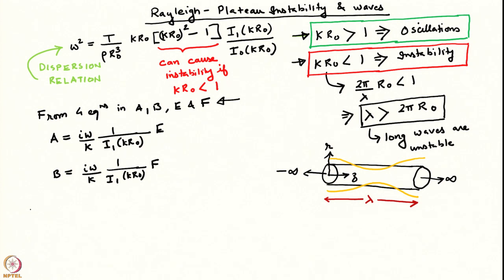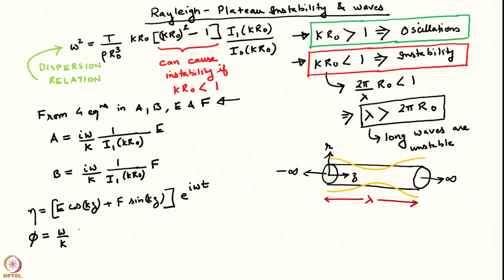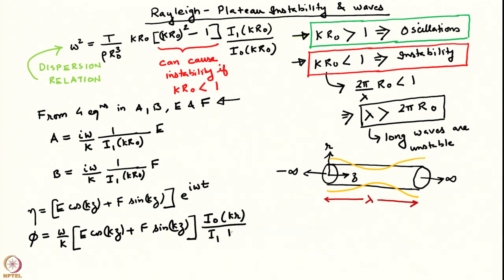Once we have done that, we can write down our expressions for eta, like the way we have written for the earlier cases. And phi will turn out to be omega by k times e cos kz plus f sin kz, times I 0, times e to the I omega t plus pi by 2. This pi by 2 is coming, like before, from this extra factor of I that is there in A as well as the expression for B. So e to the power I pi by 2 is just I, and I have absorbed that in the phase here. We have seen this in earlier examples also.